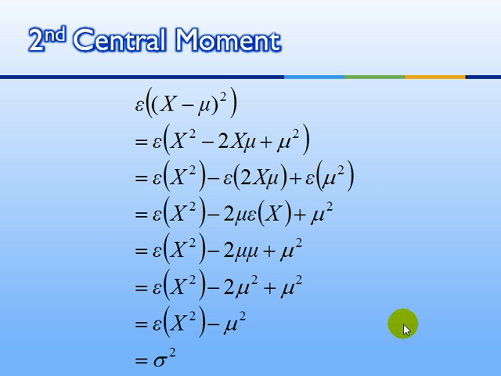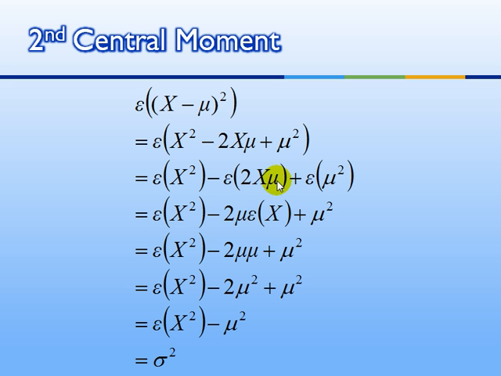We can understand the second central moment, the variance, in terms of the raw moments. So the expected value of x minus mu squared is equal to, if we expand this out, the expected value of x squared minus 2 times x times mu plus mu squared. And then we can separate out each of these three elements to the expected value of x squared minus the expected value of 2 times x times mu plus the expected value of mu squared.